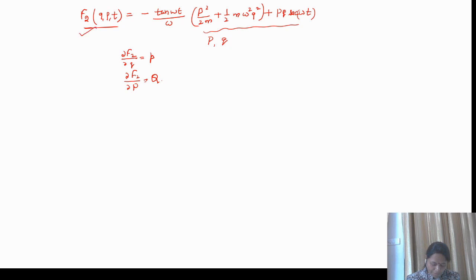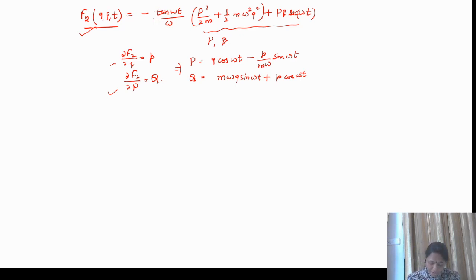Now you find the two values, and you get p is equal to Q cos omega t minus P upon m omega sin omega t, and q is equal to Q sin omega t plus P cos omega t. You can do these calculations very easily.